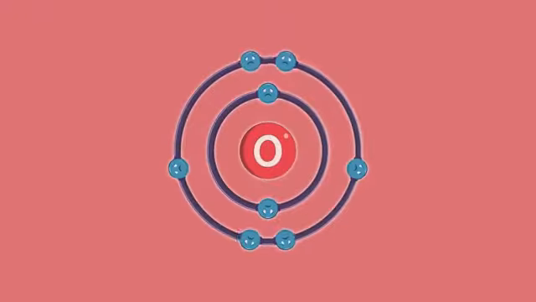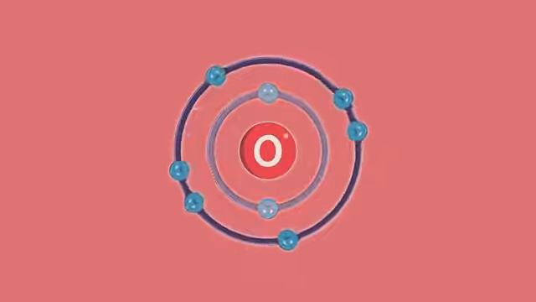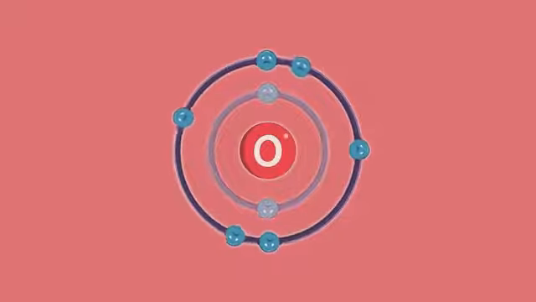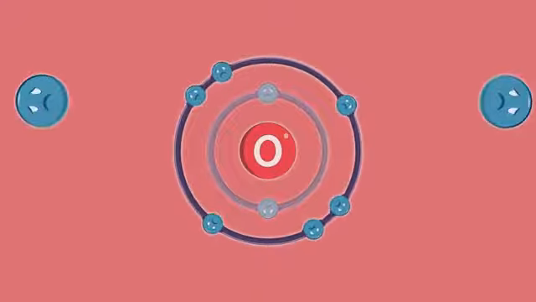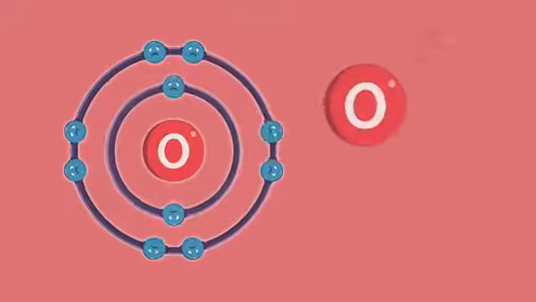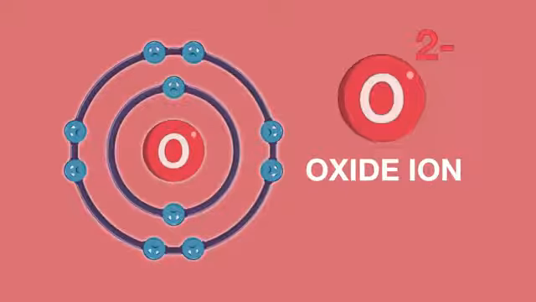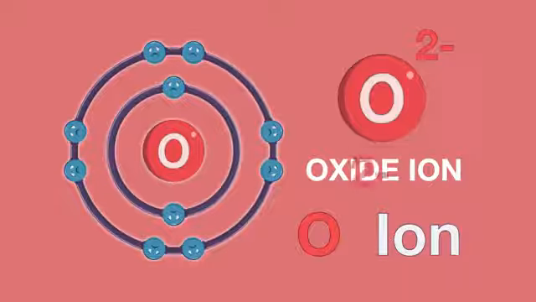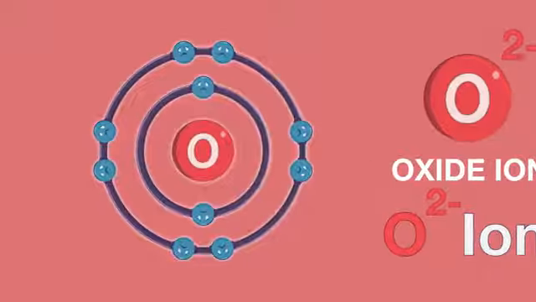Now, let's look at oxygen as another example. Its electronic structure is 2 and 6. Therefore, there are 6 electrons in its valence shell. Oxygen gains 2 electrons to form a negatively charged oxide ion. Remember to include the charge when writing the symbol and when drawing the electronic structure.